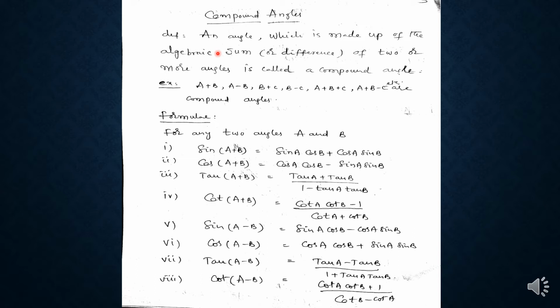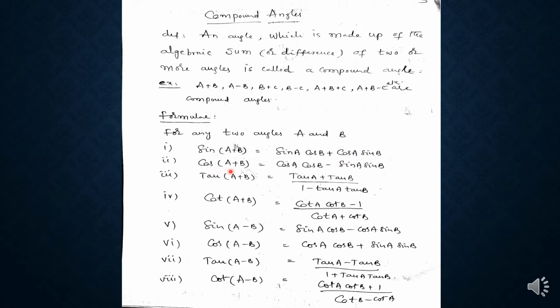So we have some formulas for these compound angles. For any two angles A and B, number 1, the formula for sin of A plus B: sin of A plus B is not equal to sin A plus sin B. The formula is sin of A plus B equals sin A into cos B plus cos A into sin B.